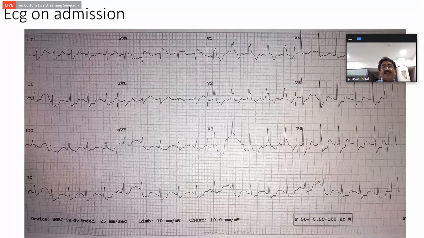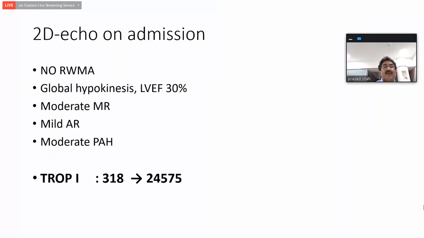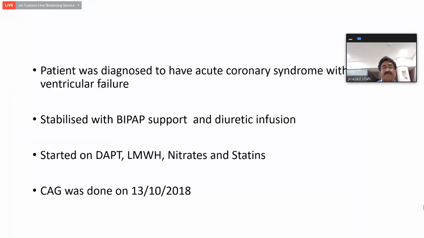This was her ECG on admission, which shows a right bundle branch block with a broad QRS and ST elevation in aVR. The echo done at that point of time on admission showed no regional wall motion abnormality. There was global hypokinesia with an ejection fraction of 30%. There was moderate MR and moderate PH. And the troponin increased from 318 to over 2000.